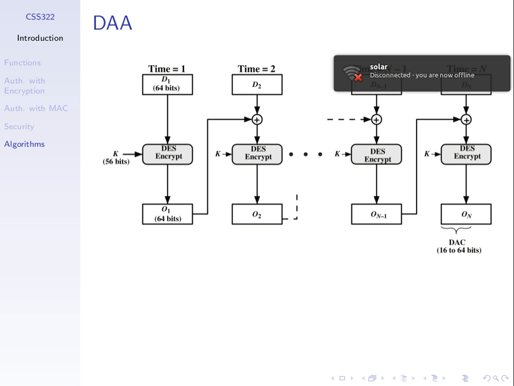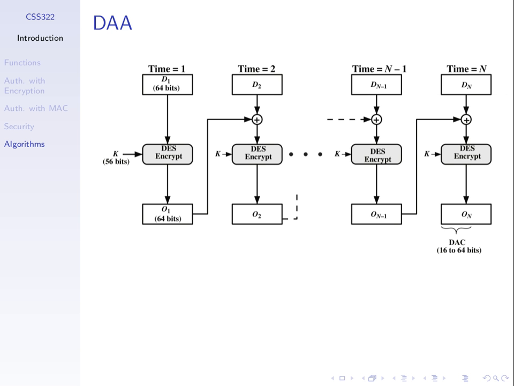Here's an example of DAA, the data authentication algorithm. And we see it's similar to our modes of operation. Take some value, a secret key, and apply the DES algorithm on that, get some output, feed that output into the next stage, XOR, keep doing that. This is our input message, our data, D.